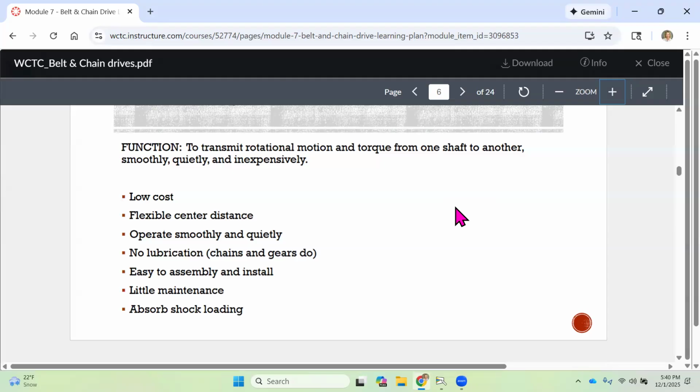Another clear advantage of belts is that they run smoothly and quietly. When we have fabric going over a metal sheave, there's almost no sound. Okay. So that's a really big advantage, especially in applications like automotive, where we don't want to hear the movement of the mechanical parts under the hood. So if we can minimize that with belts, that's advantageous.